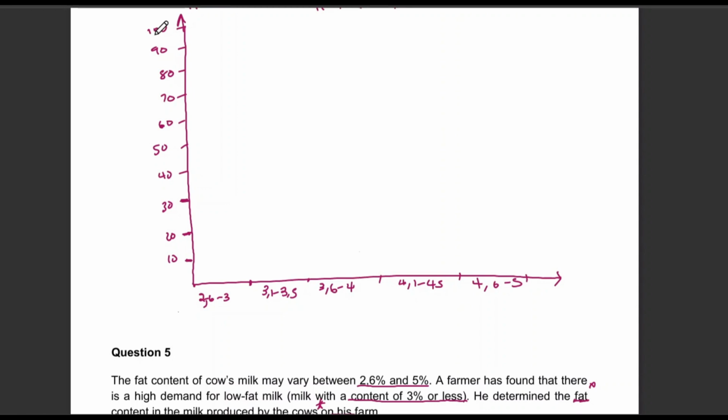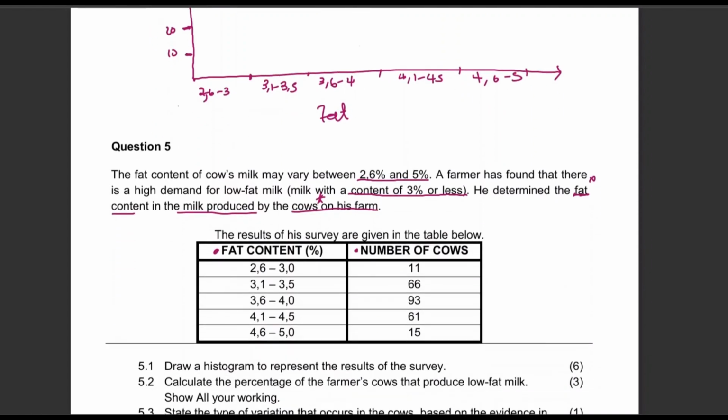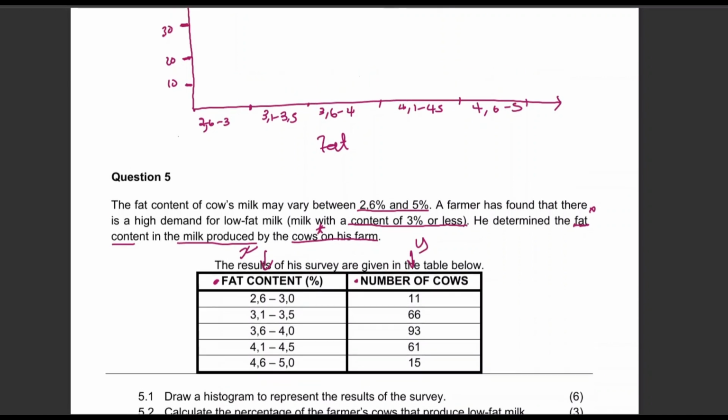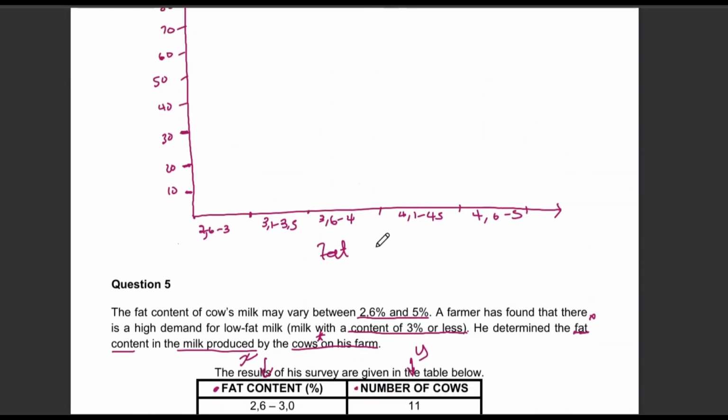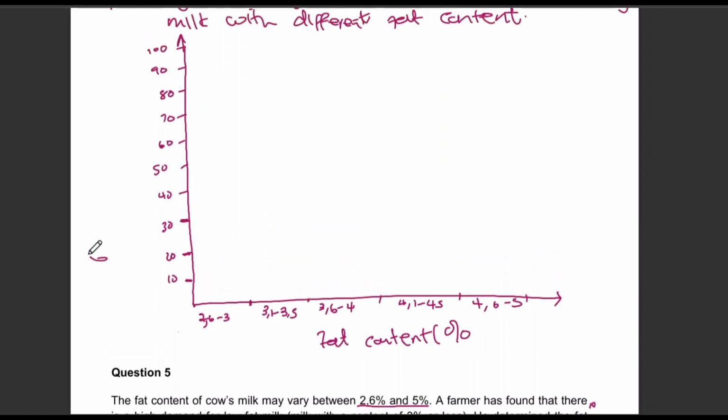Now, we also need to label this information that we've written here on our x-axis. This is the fat content, and this is copy and paste, guys. If you go to our table, the first column, the information will go on your x-axis, and the second column, the information goes to your y-axis. So simple stuff. So this will be the fat content. It's a copy and paste. We're copying this column heading, and it's in percentage. Then it's the number of cows on the y-axis. We write it in full. Number of cows.